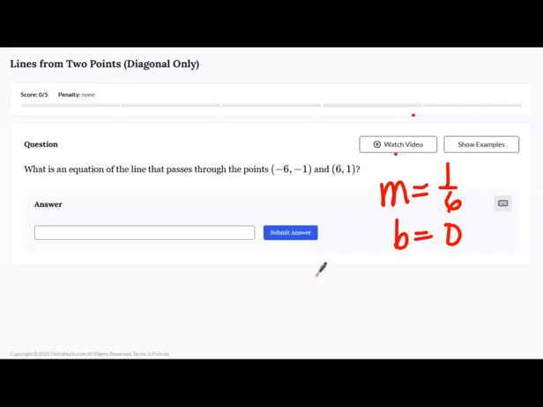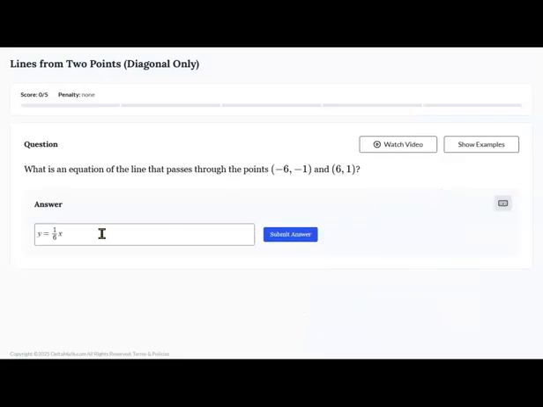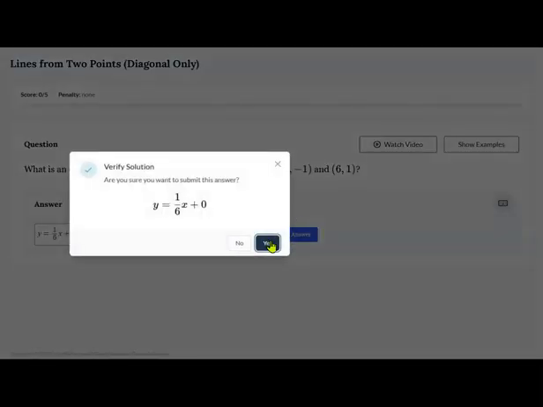So now, in my equation, I will fill in my slope, and I'll fill in my y-intercept. Now technically, a plus 0 is not needed, so I can write just this equation. So y equals 1/6x, or you could write the plus 0, it won't take any points off.